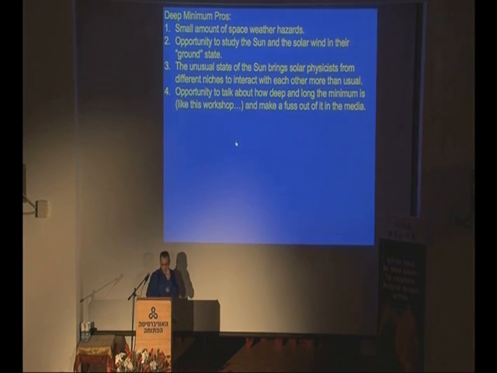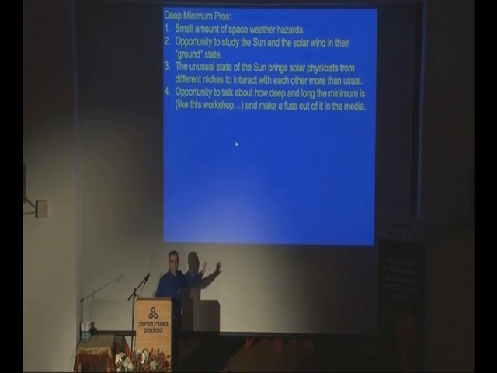So there are some pros and cons in having this kind of minimum. The pros is a small amount of space weather hazards occur, right? The satellites are fine, we shouldn't worry about them. It's an opportunity to study the solar wind and the sun in its kind of ground state. So CME is kind of messing stuff around. If we're interested in studying the ground state of the sun, the basic level of the sun and the solar wind, this is a very good opportunity for us to do that.